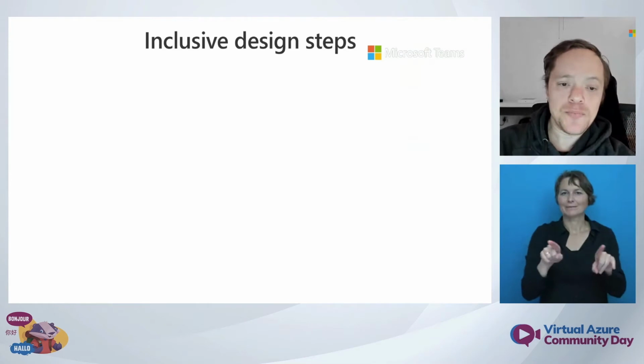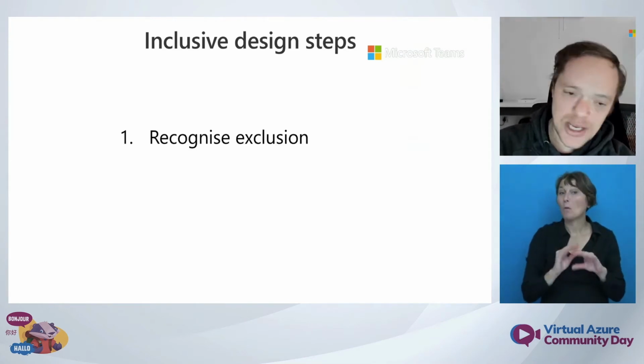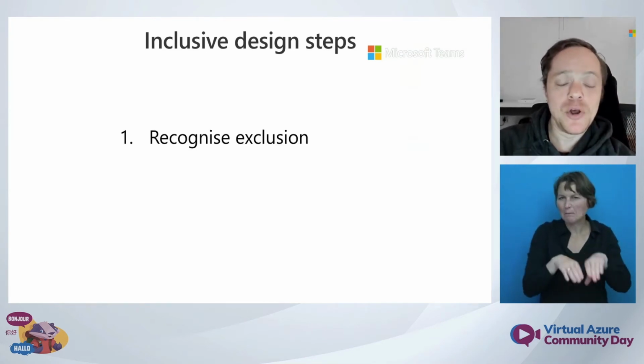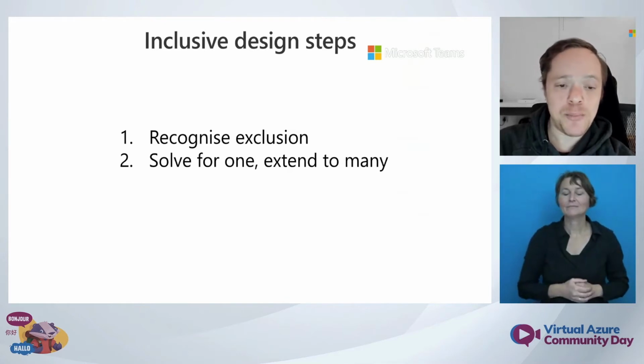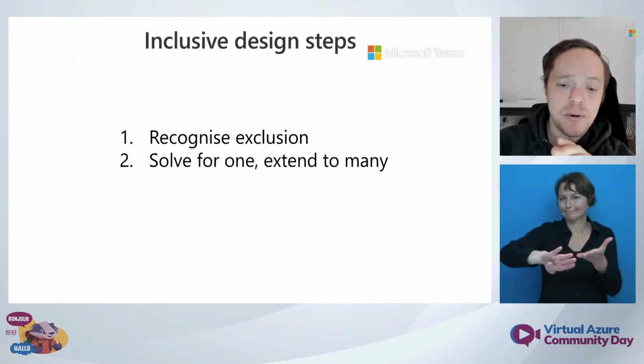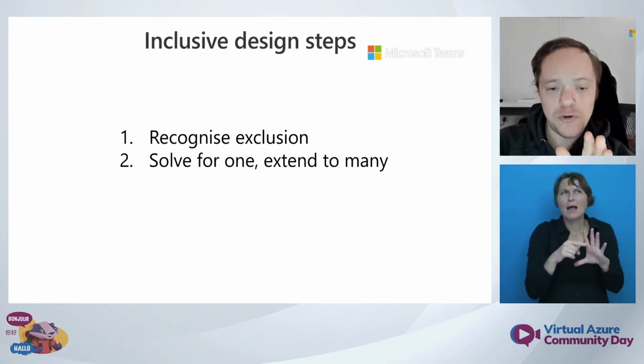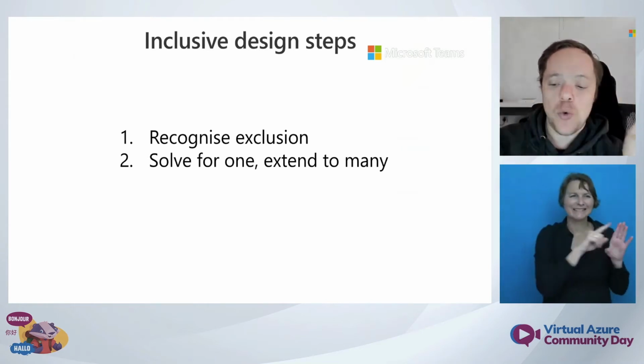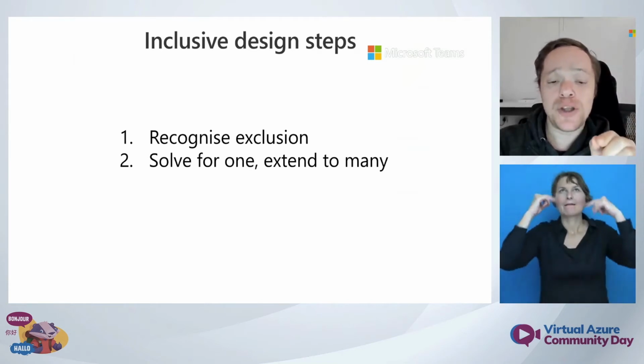Here's some steps to help you. One, recognize exclusion. Understand you're in an empathy bubble. Two, solve for one, extend to many. Remember what we said about the definition of accessibility? It leads to innovation. I'm going to show you how, by taking those persona spectrums and then applying it to your customers. Learn from diversity.